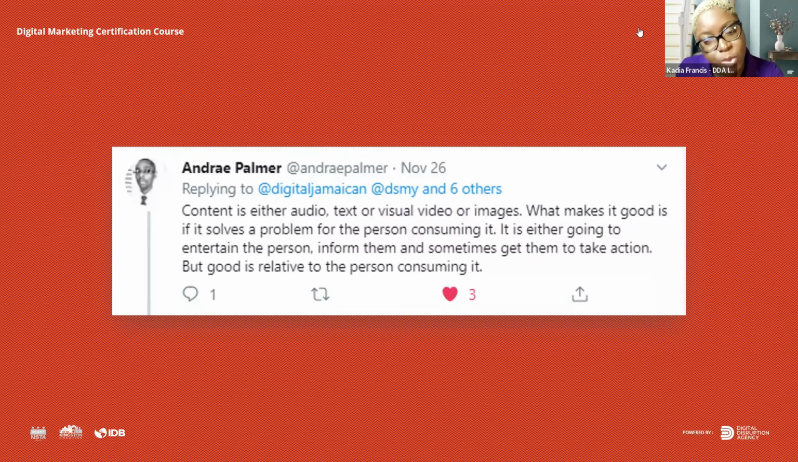And in Andre's response, you can see some of them. Content is either audio, text, or video or images. So it's audio, visual, text. It's going to fall in one of those categories.